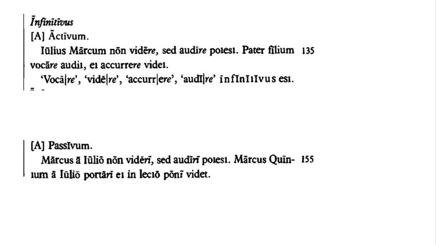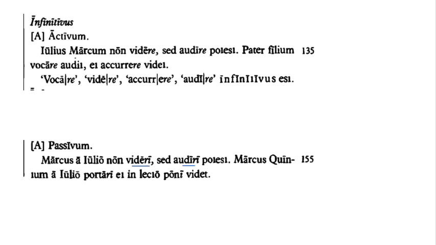Let's look at a little bit of this in context. So on page 74 of your book, you'll have these examples. Notice in the active, Julius Marcum non videre sed audire potest. You want to say Julius is not able to see Marcus, but to hear him. Note that if you look down here at the passives, when you have videre and audire, this will change into Marcus a Julio non videri sed audiri potest. Marcus is not able to be seen by Julius, but he is able to be heard. So notice right here, not to see, but to hear. Up here, not to be seen, but to be heard.